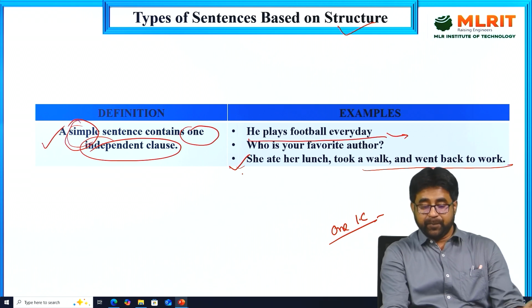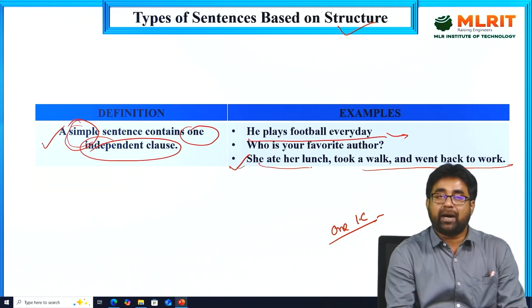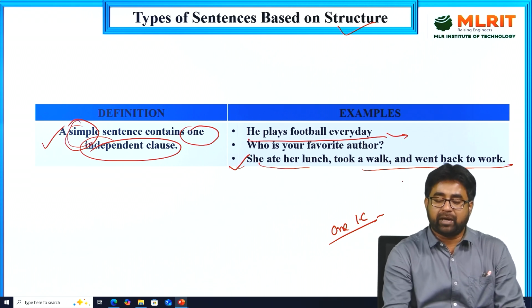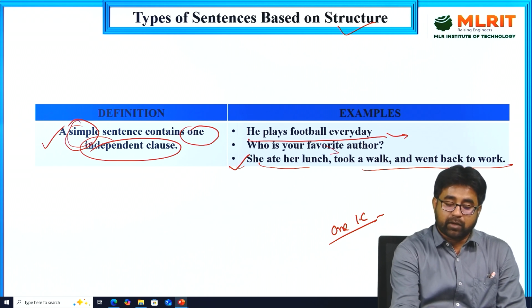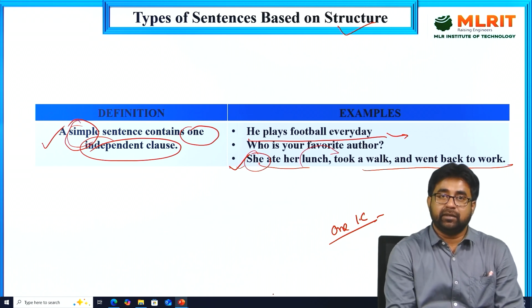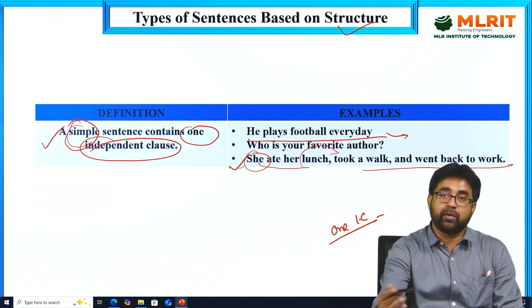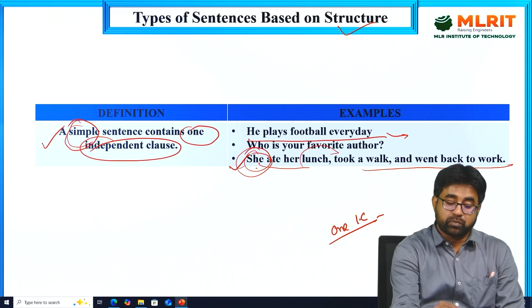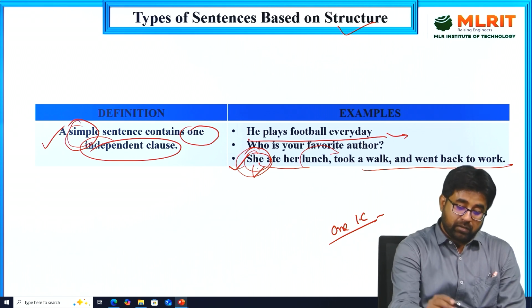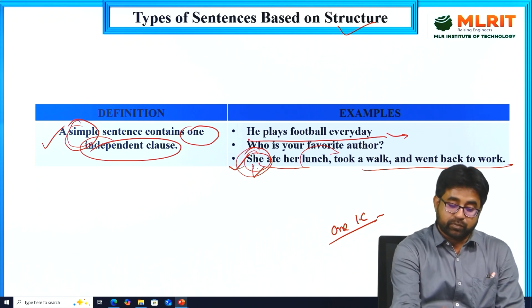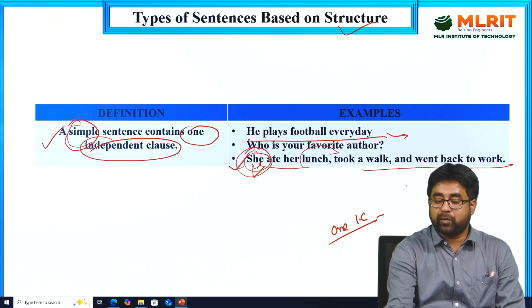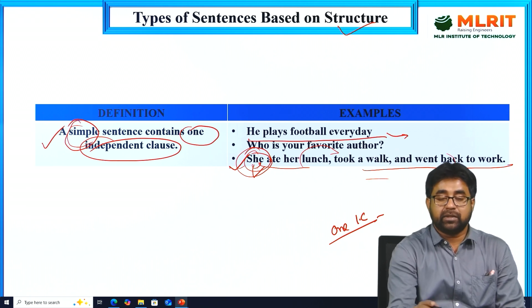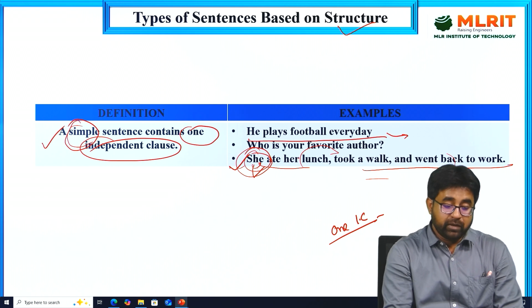But it is still a simple sentence. Why? Because this contains only one independent clause. There is more than one verb form, but they are compound verbs. These are all being done by one single subject. They are not different verbs, and those actions are not being performed by different subjects. All are being performed by one single subject. That's why there is one single independent clause, because there is one subject and this subject is performing all these actions. So these are compound verbs. That's why this is an example of a simple sentence.